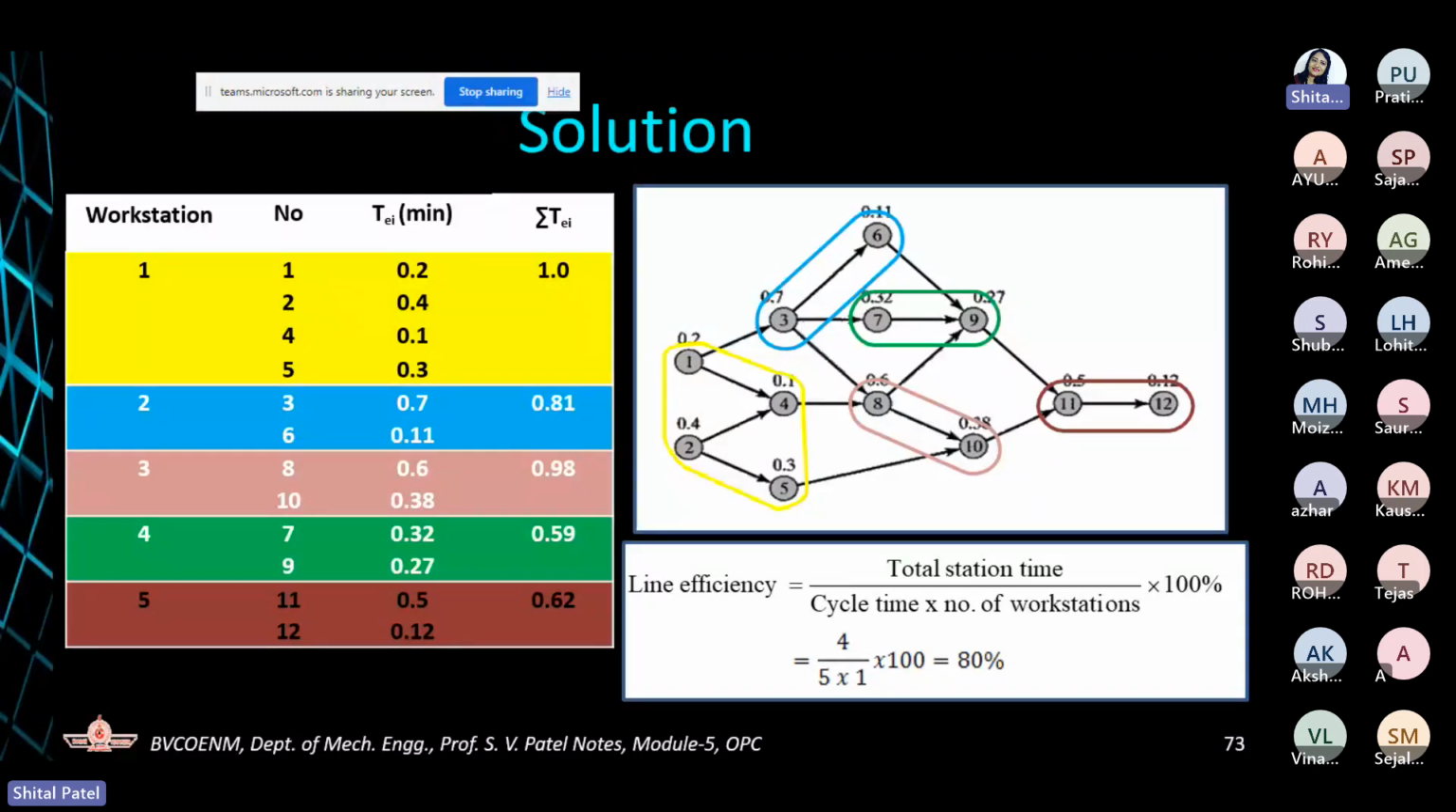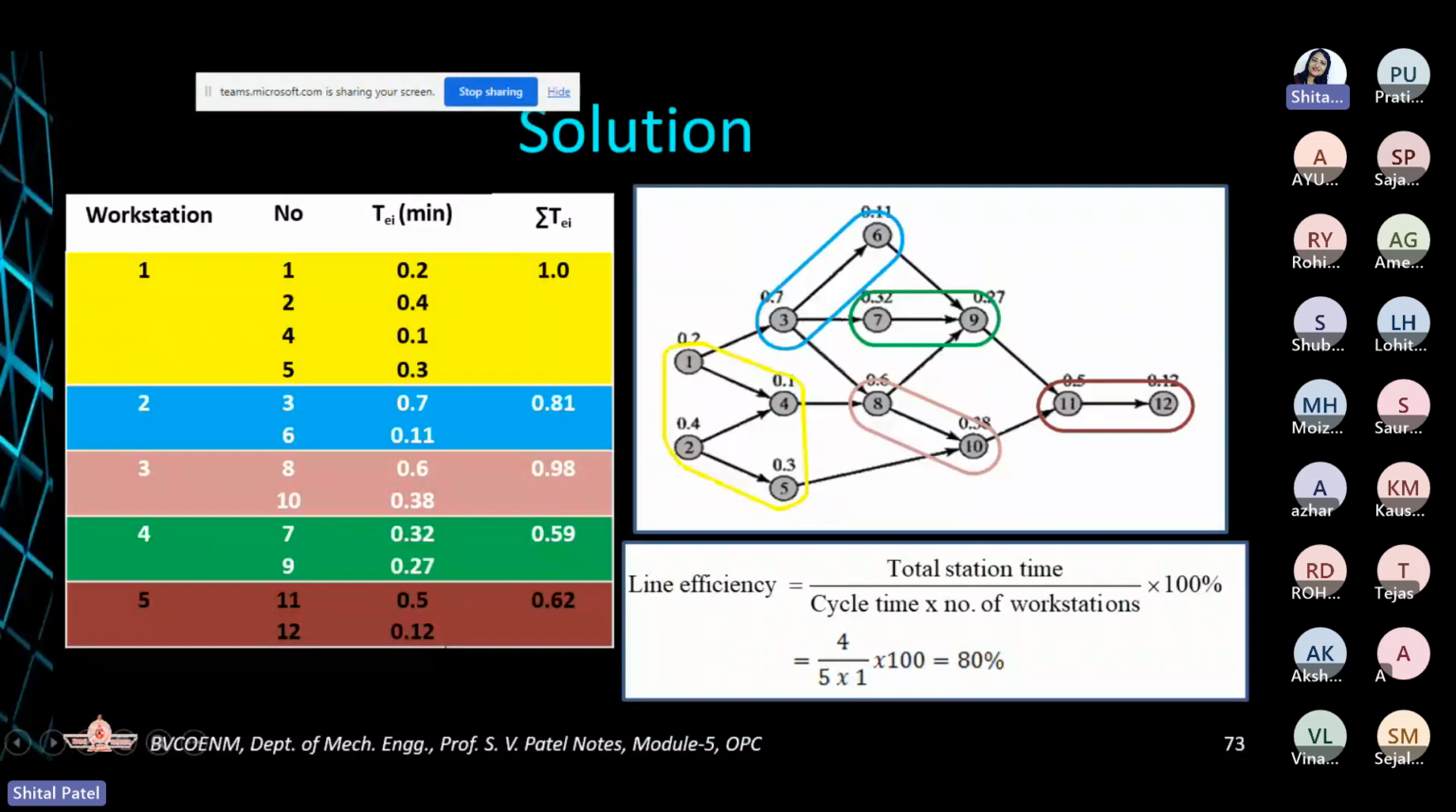Now here you need to calculate line efficiency. So total station time divided by cycle time into number of workstations. Now if you can just go to the previous slide. Theoretically we found the number of workstations as 4, if you remember. But practically, when we are allocating or grouping the activities, at that time we are constructing 5 workstations. Right?